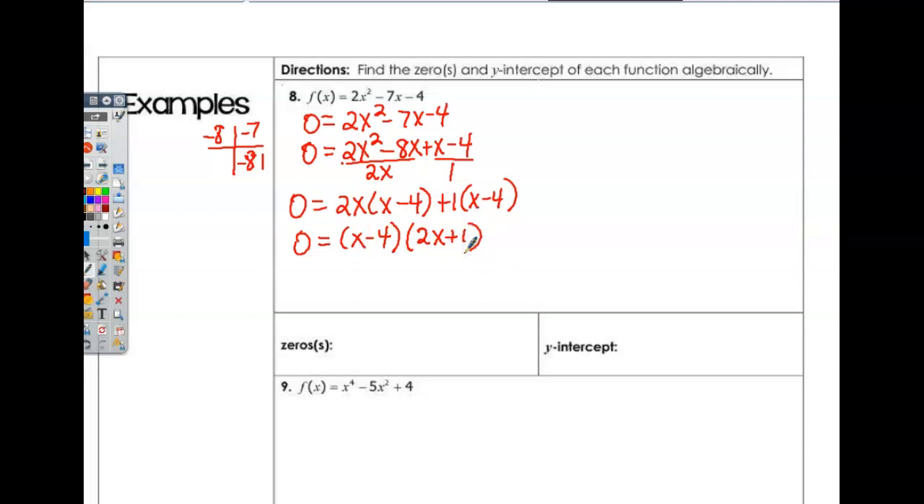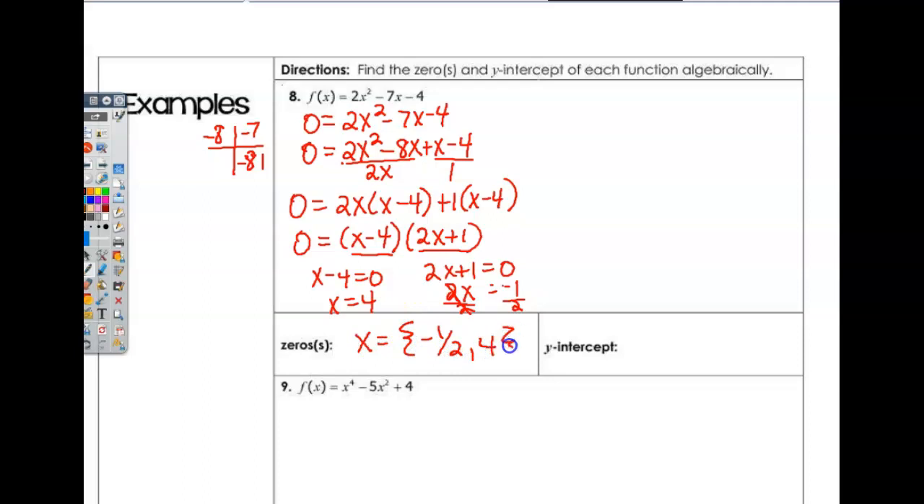So once you're factored, how do I find the zeros now? We just literally set them equal to 0. Set this equal to 0 and this equal to 0. So I'm going to get x minus 4 and 2x plus 1. So I get a 4 here. When I subtract the 1, I get -1/2. So my zeros are -1/2 and 4.